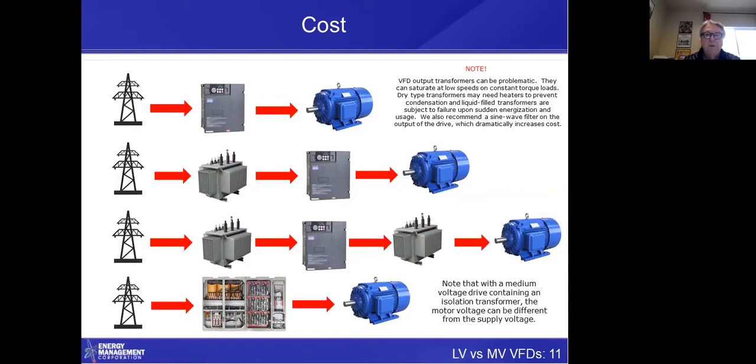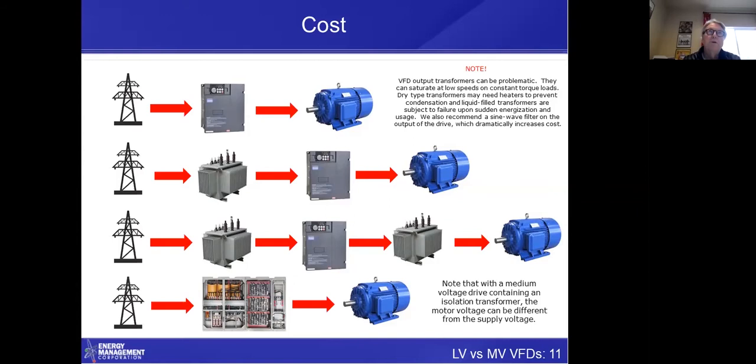It goes straight to a drive and then to a motor. So let's say you have a small facility, you get 480 volts from the utility, it goes to a 480 volt drive to a 480 volt motor. That is typically going to be your lowest cost up through about 1,000 horsepower or so.